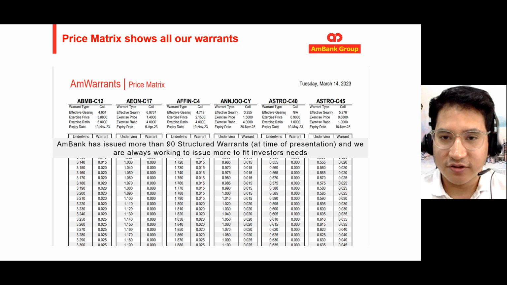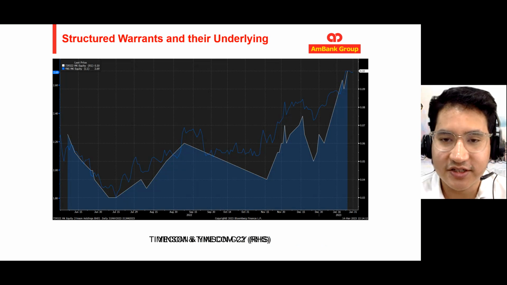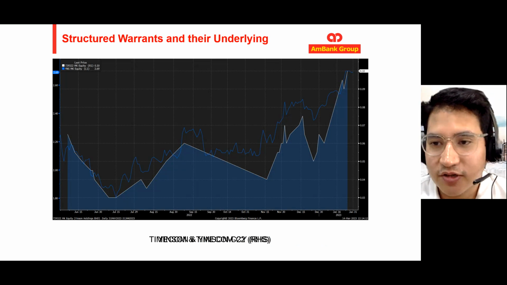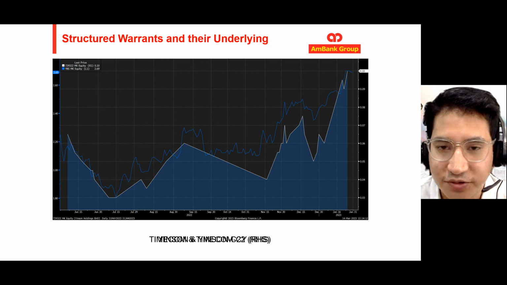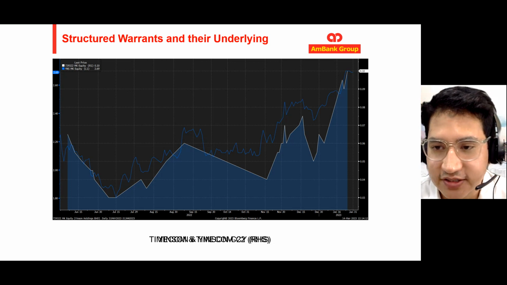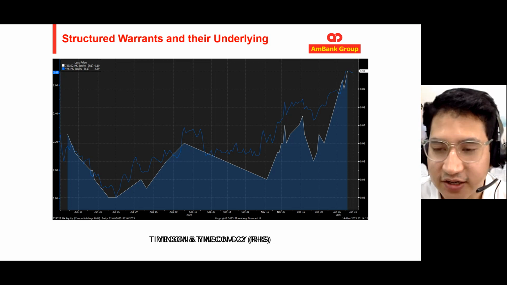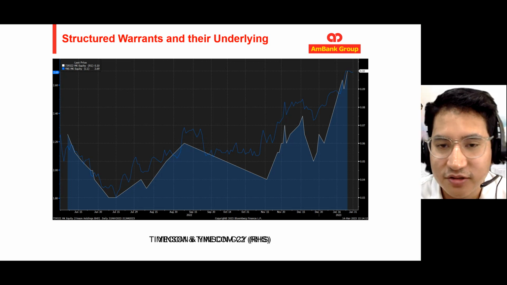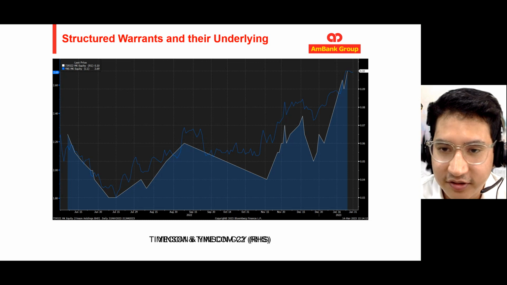So I'll go through a bit on examples of structured warrants. If you can see here, this is one of our structured warrants that has already matured. You can see the white line with the shading. That is the price of the structured warrants, which is on the right hand side. The price is very cheap, its absolute value is very small. And then the price of Yinsen, the underlying, is the blue line.